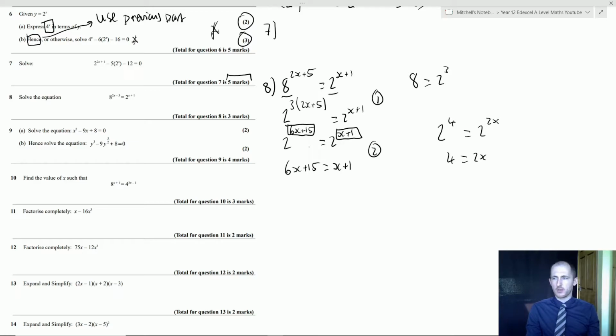Okay, so for those of you that just weren't too sure about that, forget about that for now. All I need to do is solve this, and this is a basic equation. This is literally like year 7 algebra.